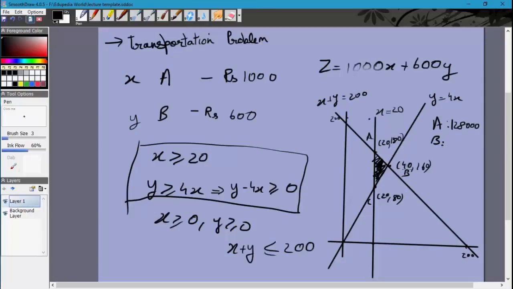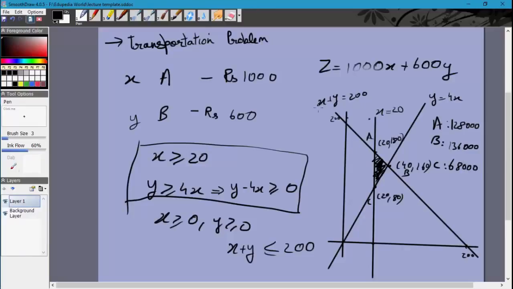At B we have 40 and 160, so we have 40,000 plus 160 into this, so 16 into 6 into 1000. So 96,000 and 40,000, 136,000. And at C we have 20 and 80, so 20,000 plus 8 into 6 into 1000, 48,000, that is 68,000.